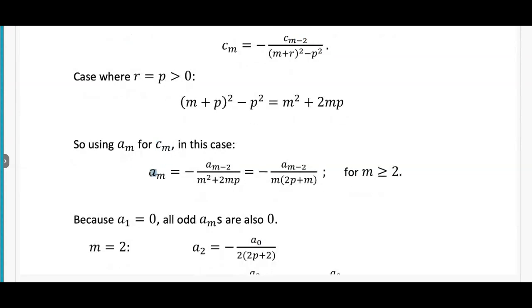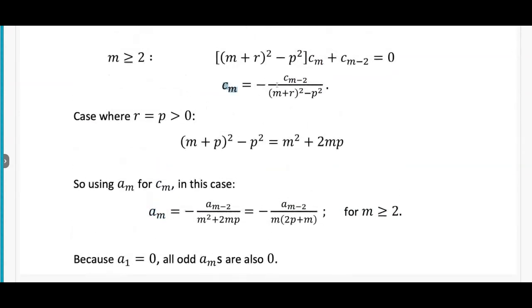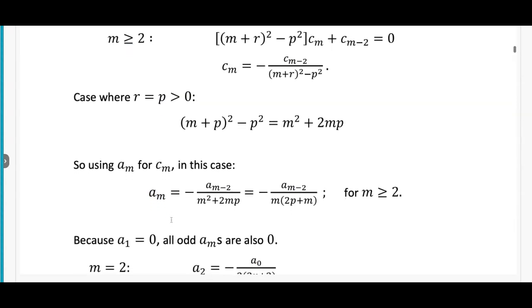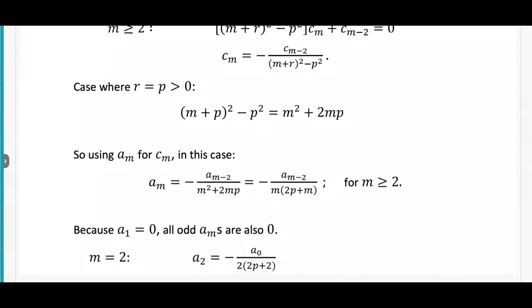So in this case, this relation carries from this. Why do we use A_m? Because now we're solving for p. Later on, we're going to solve for negative p, so for negative p maybe we use B_m so we don't get confused. But if you know you won't be confused, you can keep it as C_m.